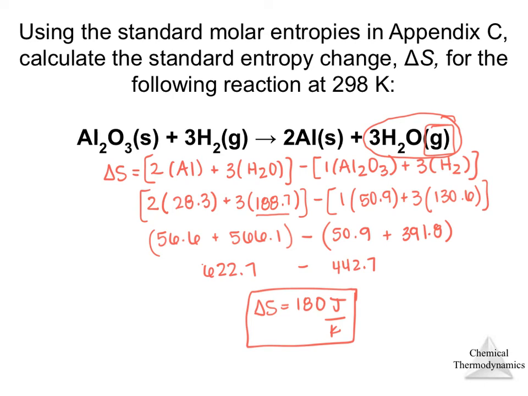So I got 180 joules per Kelvin. So I got a positive entropy value. So let's double check that that makes sense with our reaction. I'm starting with 1 mole of solid and 3 moles of gas, and I'm ending with 2 moles of solid and 3 moles of gas. So I'm increasing the total moles. I'm going from 4 moles on this side to 5 moles on that side. I've still got 2 things. So that makes sense to me that I would see an increase in an isothermal situation, where my temperature is the same.